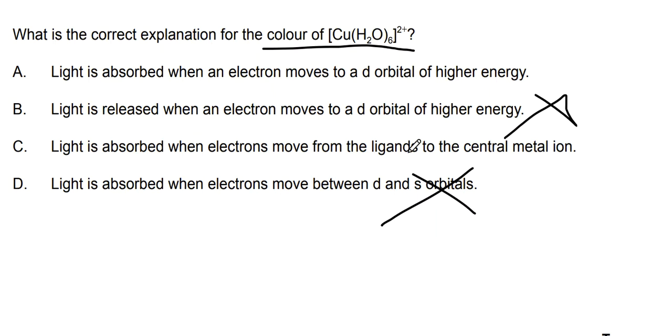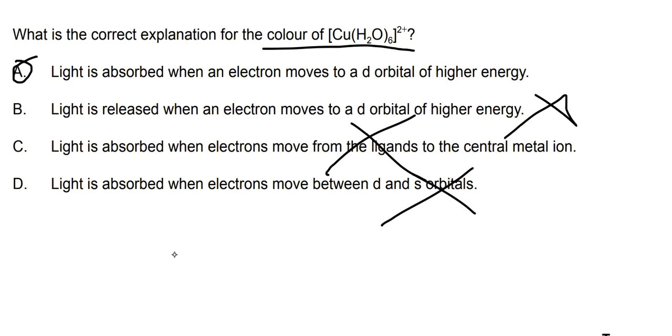So it's from the ligands. No, that's wrong as well. So A is the correct answer. What happens is when a ligand forms a coordinate bond with the central metal ion, we actually have the d sublevel splitting into two.